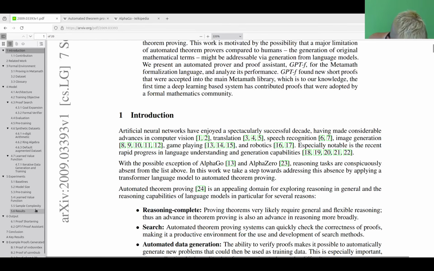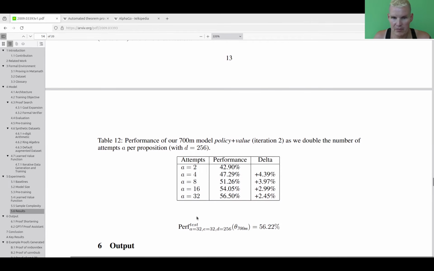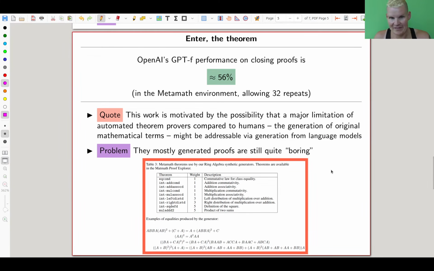So somewhere at the end, they have a discussion. The performance, so A is the number of repeats they allowed. Essentially, they came up with a performance of 56%, meaning that the program was able to automatically fill in 56% of the presented proofs, which is very, very good, actually. So 56%, that's way more than I could fill in, way, way more. So I feel like the Go players, already here, the machine is way better than me.